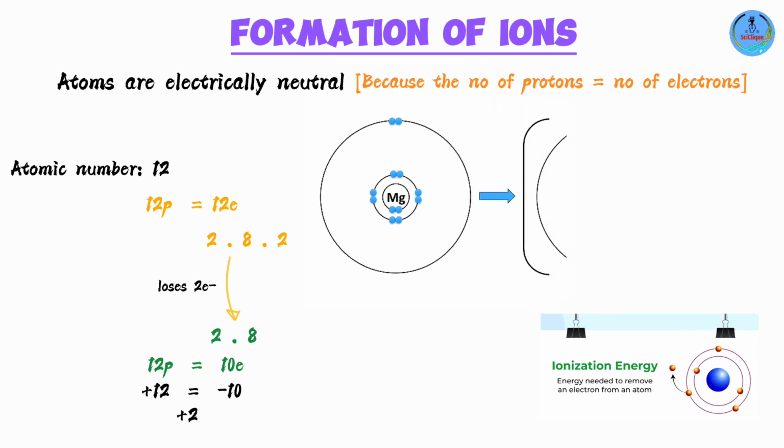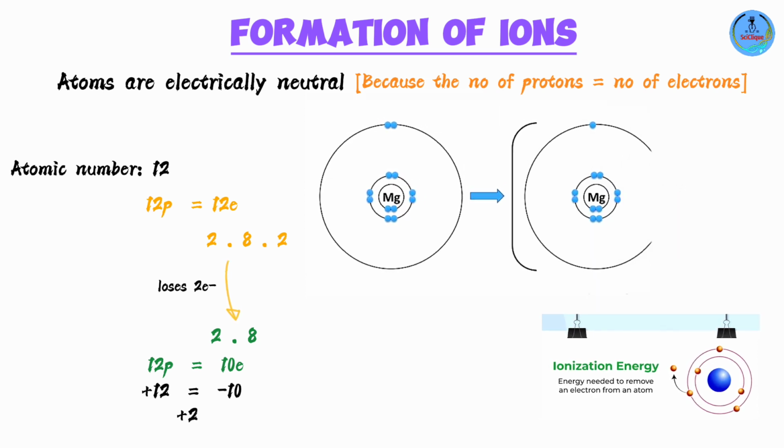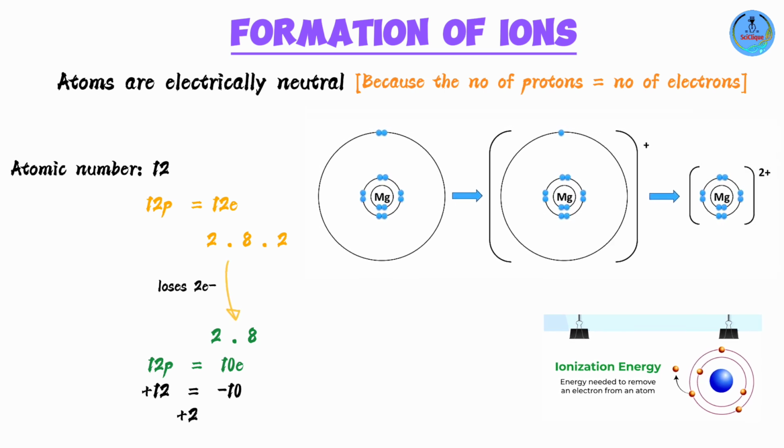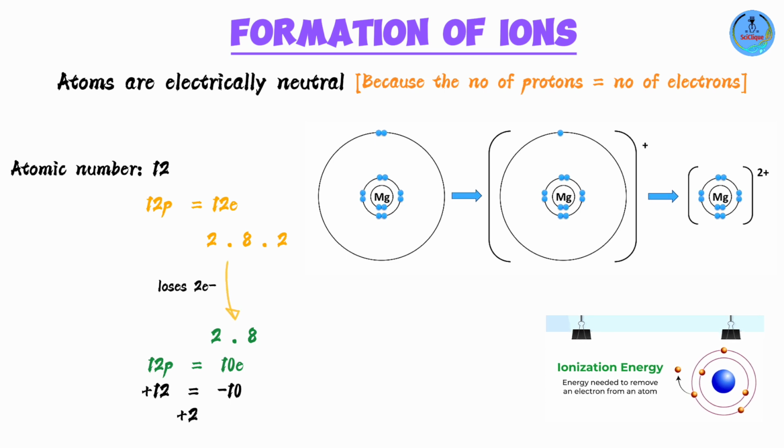Now coming to magnesium, it has 2 valence electrons, so it needs to lose 2. Now this does not happen at the same time. It's going to lose 1 valence electron and then lose the second one after that. So when it loses the first valence electron, that is referred to as the first ionization energy: the energy required to pull that first valence electron from the magnesium atom.